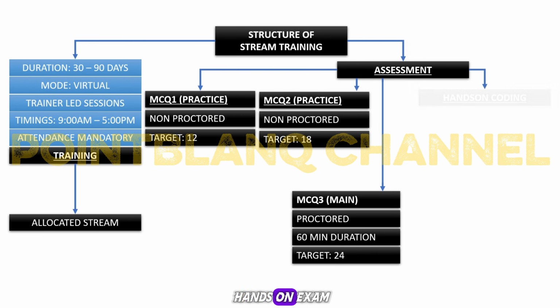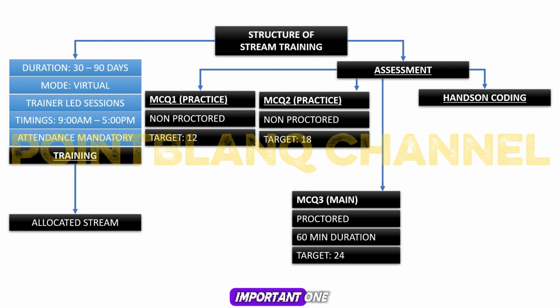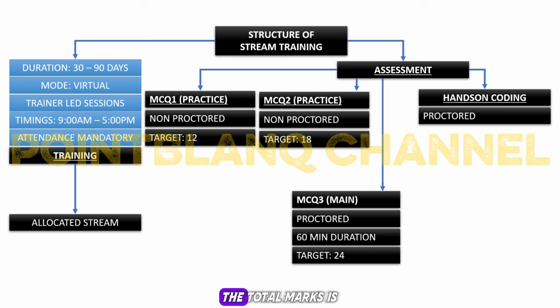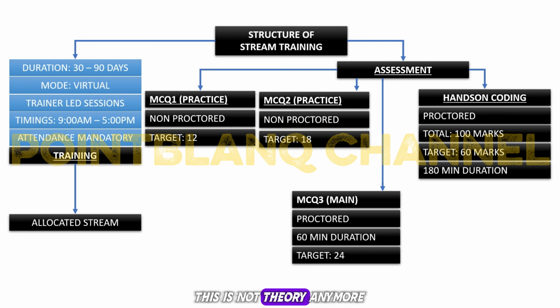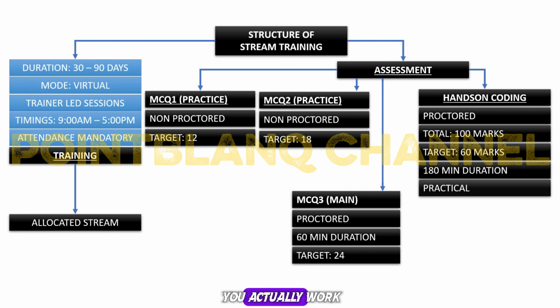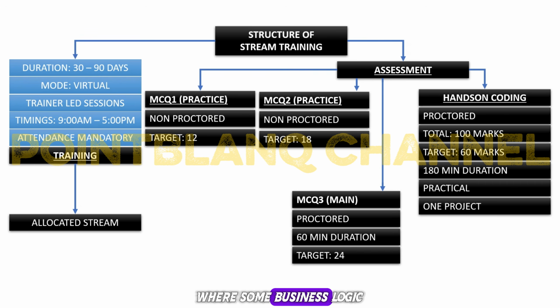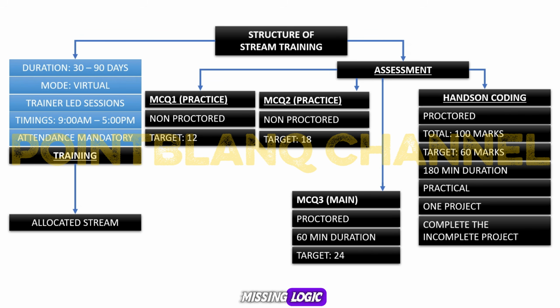Now, coming to the hands on exam, this is the most important one. It is also proctored. The total marks is 100, target score is 60 marks. This is not theory anymore. Here they test how you actually work. For example, if you are in Java full stack stream, they might give you a Spring Boot project where some business logic is incomplete, certain APIs are not working, and you need to fix and complete them. You will have backend layers like controller, service, repository, and you will be expected to complete the missing logic, run the application, and test it.